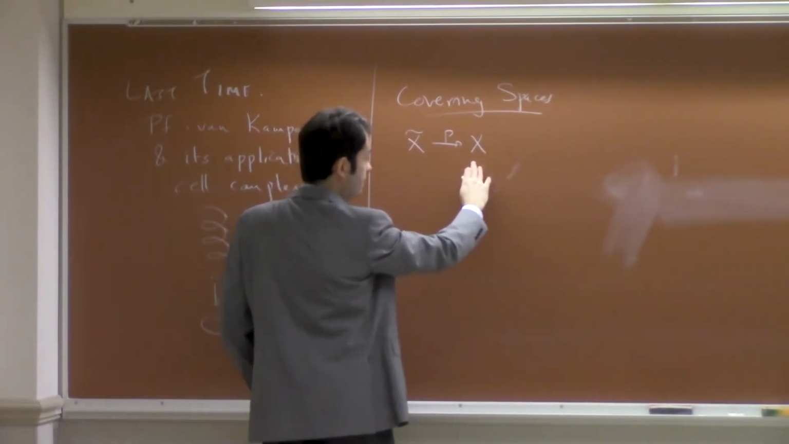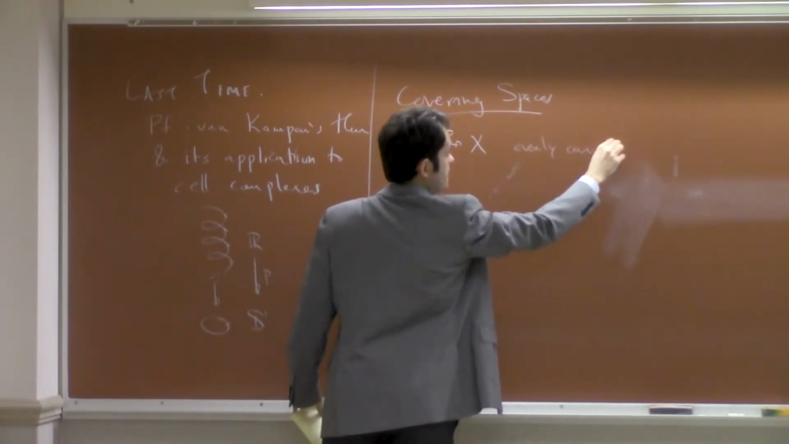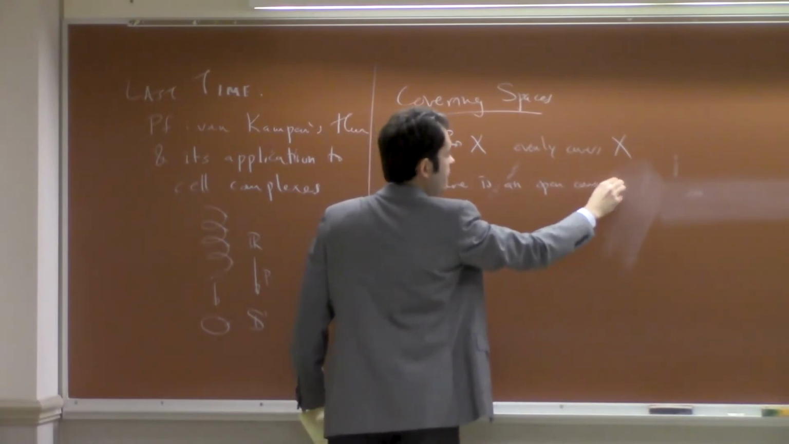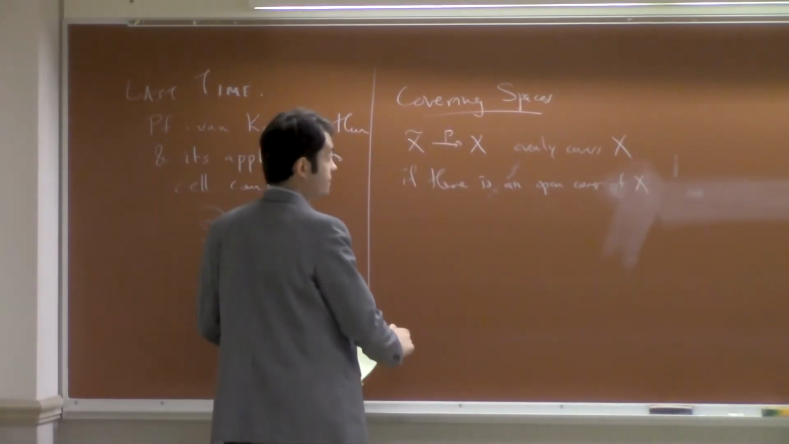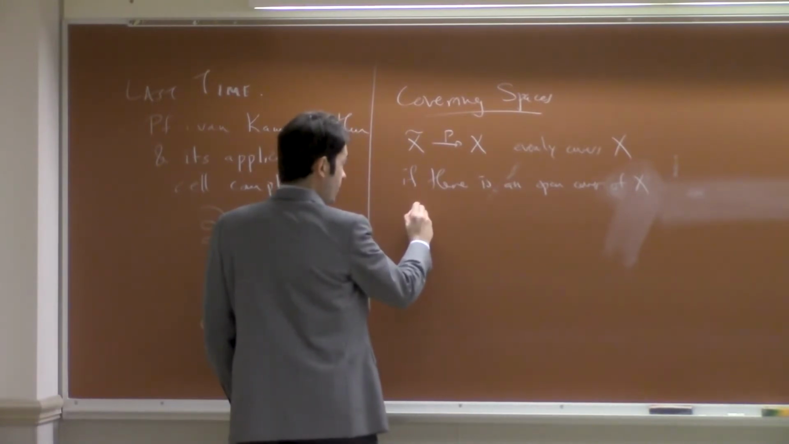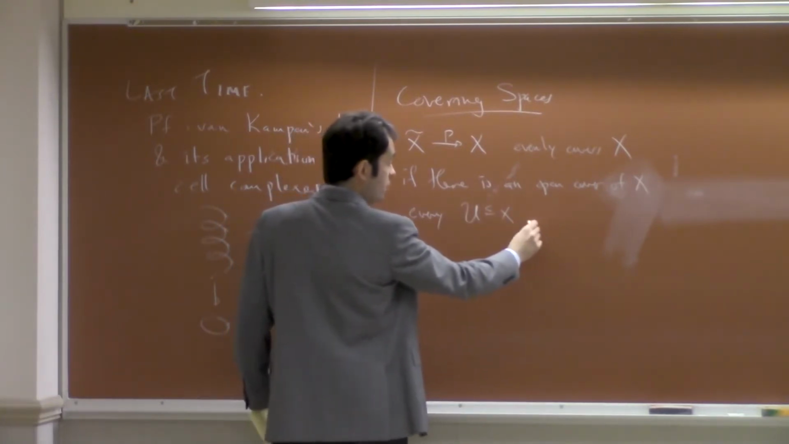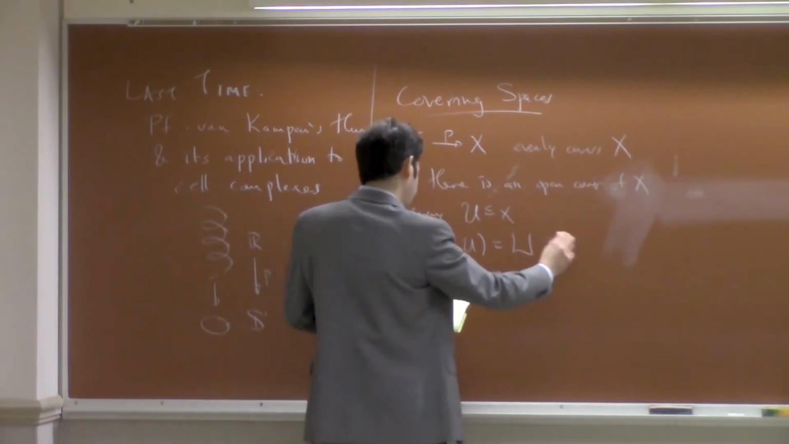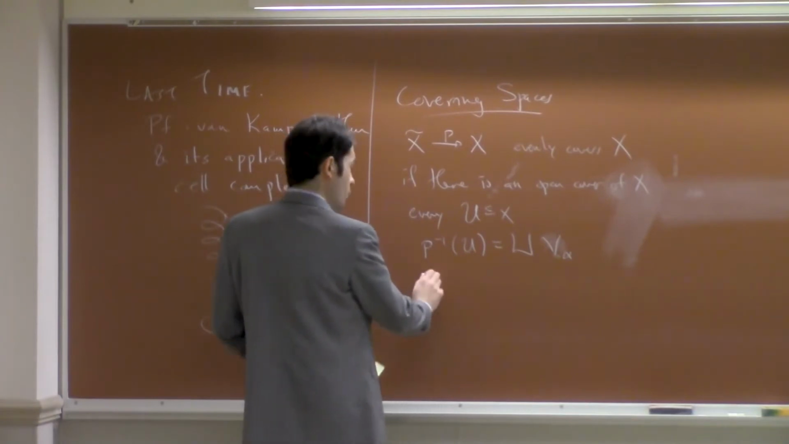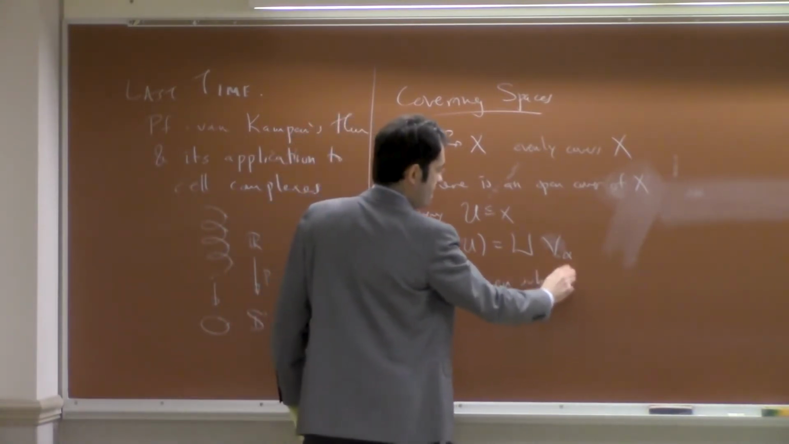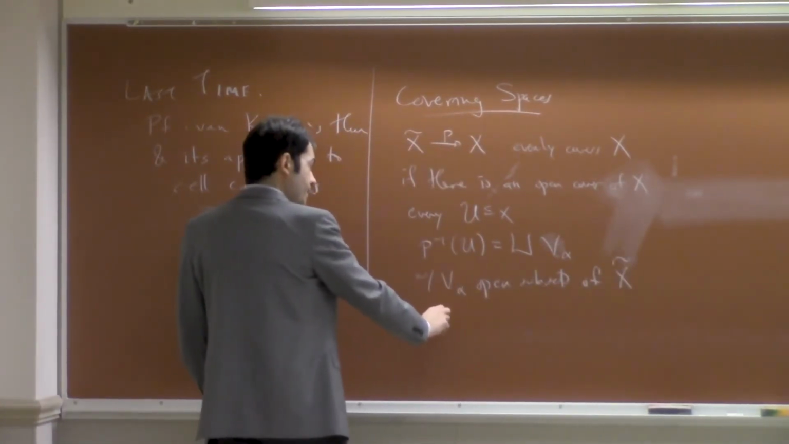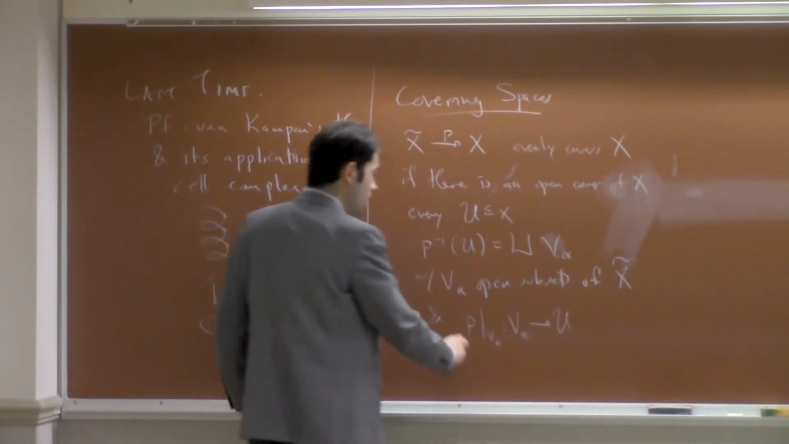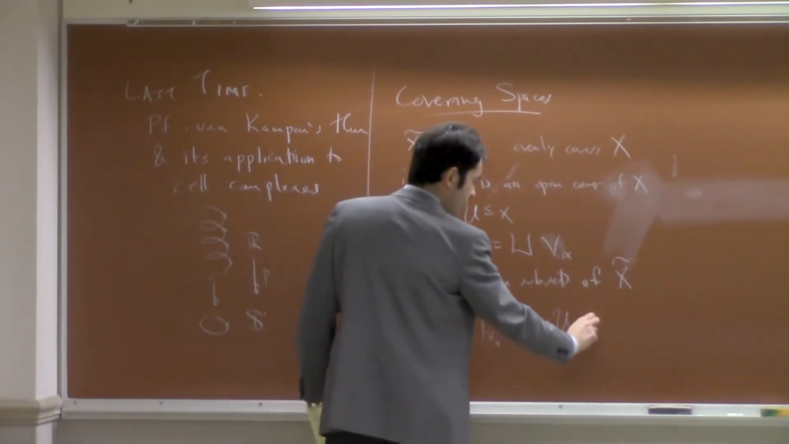And we're going to say that a map P from X tilde to X evenly covers X if there is an open cover of X and every U in this open cover has P inverse of U equal to a disjoint union of, say, V alpha, with V alpha open subsets of X tilde, and the restriction of P, this covering map, to each of these open sets is a homeomorphism.